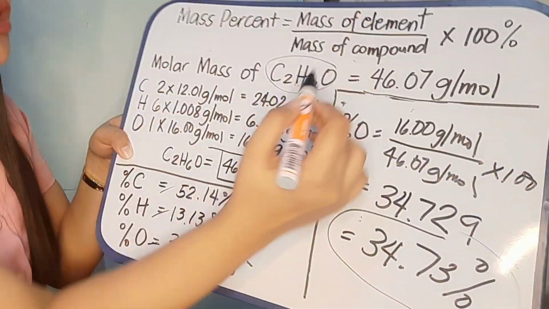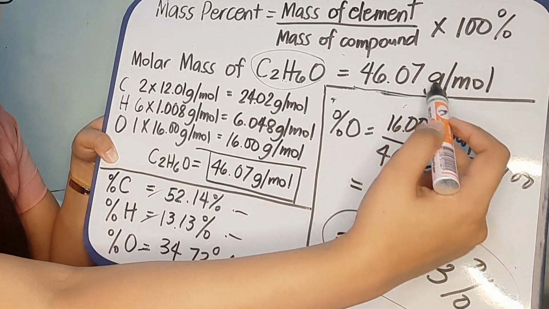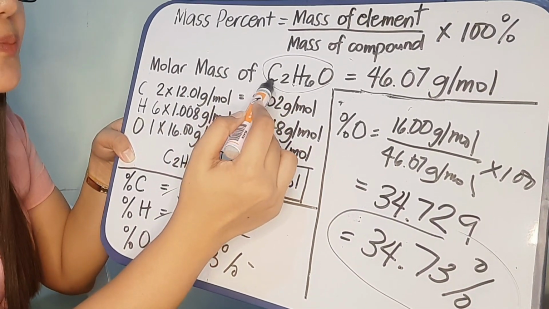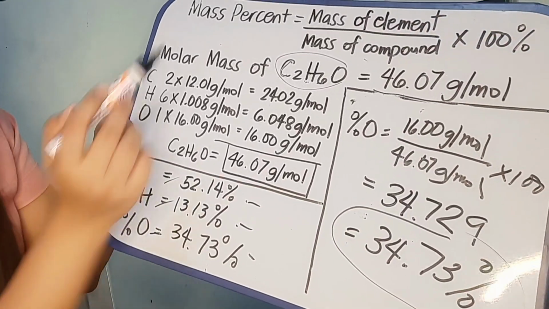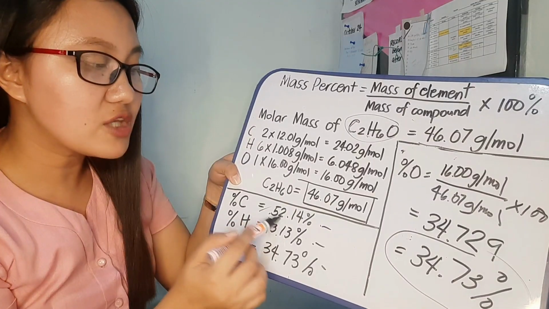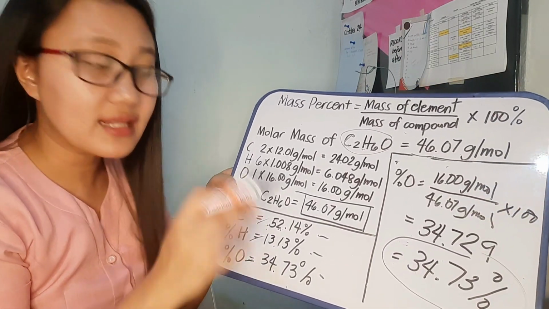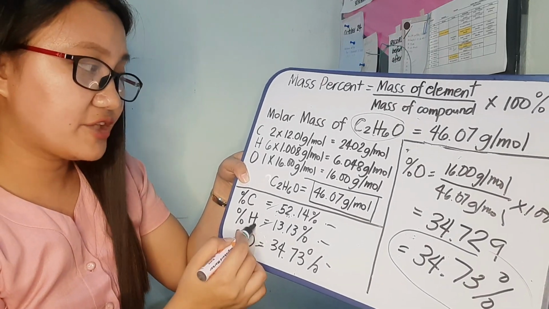Ibig sabihin, class, itong ethanol natin na merong mass na 46.07 gram per mole. So, ang percentage ng bawat element na yan, ano ba yung percentage ng carbon, ng hydrogen? So, ito yun. Ibig sabihin, may pinakamalaking percentage pala sa ethanol, 52.14%, almost half. Hindi lang pala almost, talagang lampas pa siya sa kalahati. At ang pinakamaunti ay yung hydrogen.